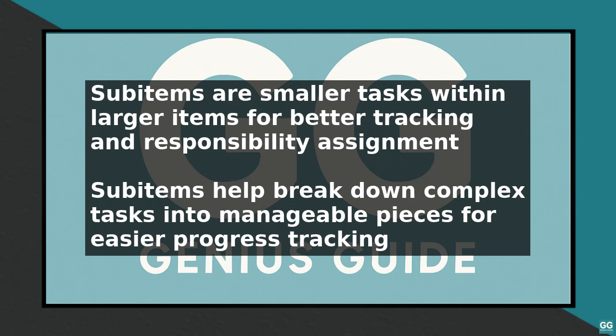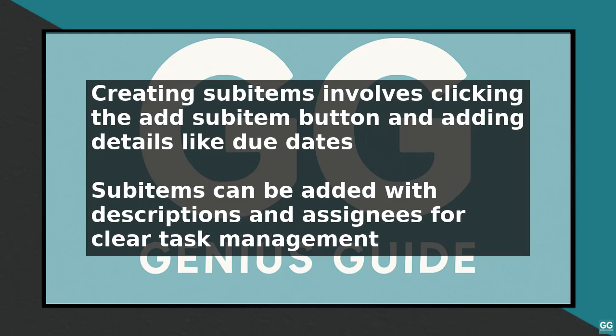To create subitems, go to your board, click on the item you want to add a subitem to, and then click on the Add Subitem button. You can then add details such as due dates, assignees, and descriptions to each subitem.